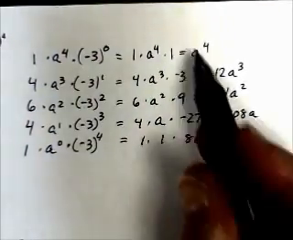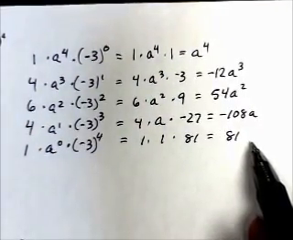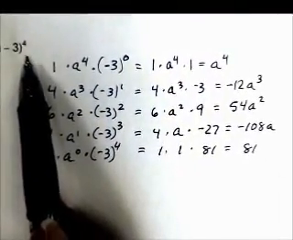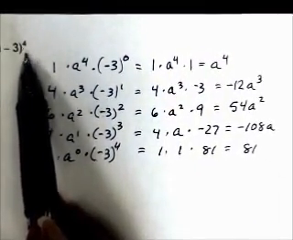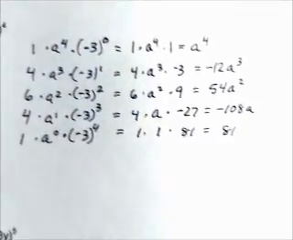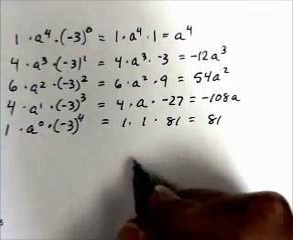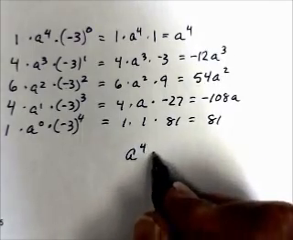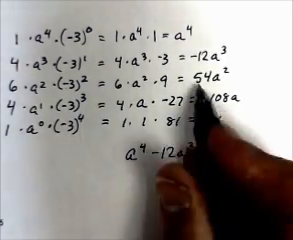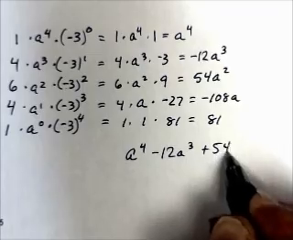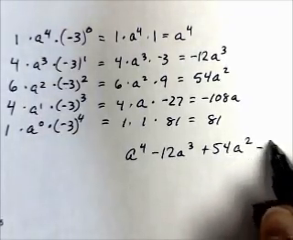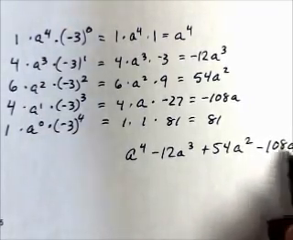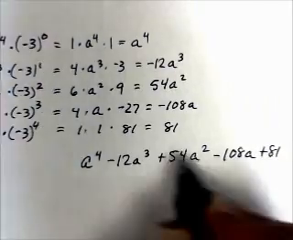And there we have our terms, all 5 of them, as we should, because it was being raised to the 4th power, so there should be n plus 1, or 4 plus 1, 5 terms. And now let's just list them in order. a to the 4th minus 12a to the 3rd plus 54a squared minus 108a plus 81.